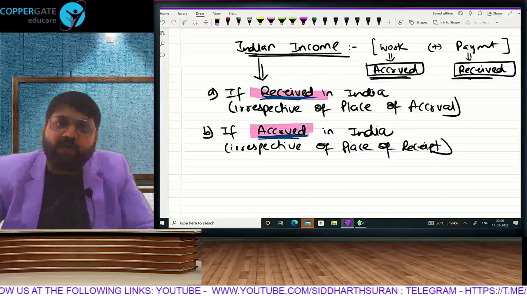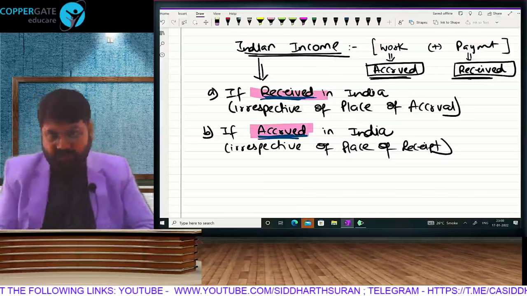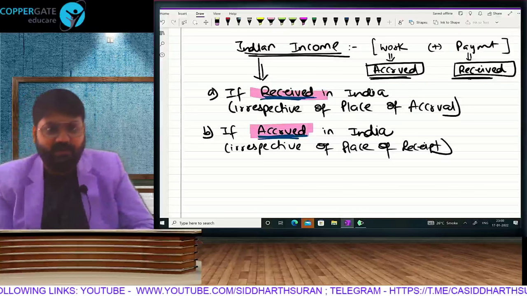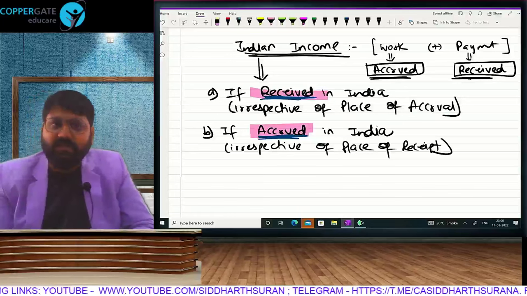So, we have something called double taxation relief, which is the first chapter of direct tax in CA final.